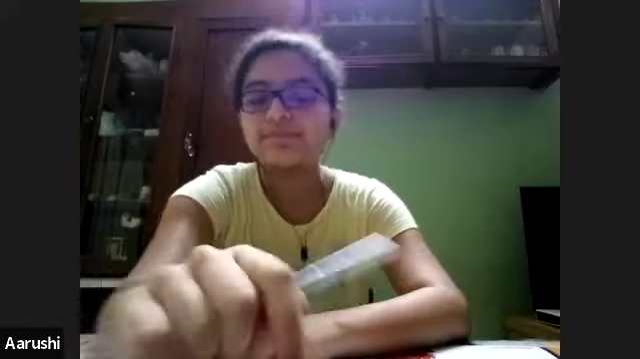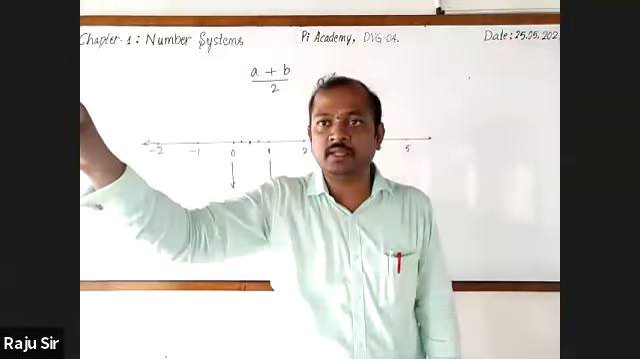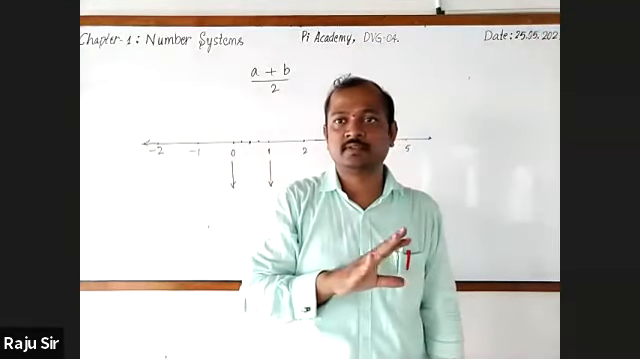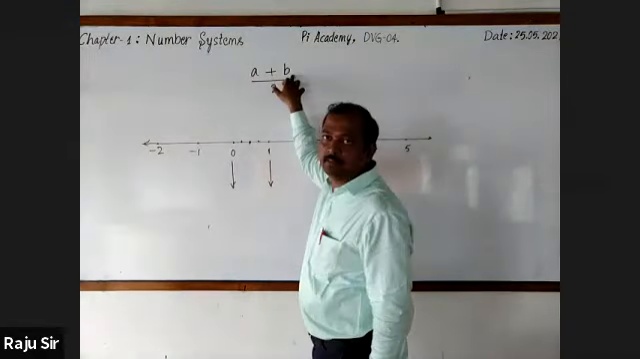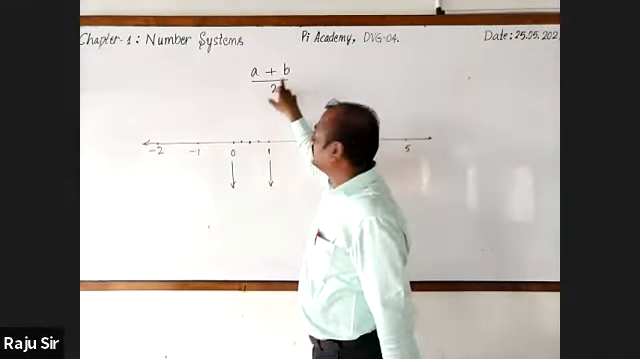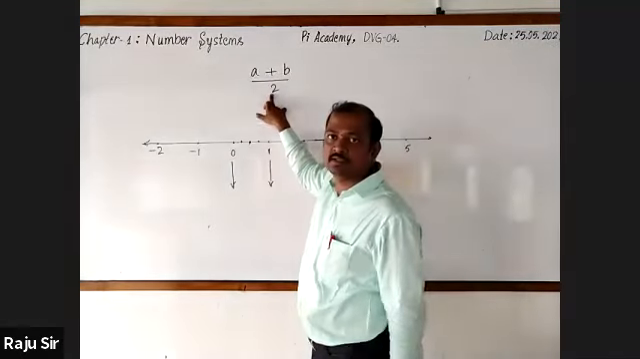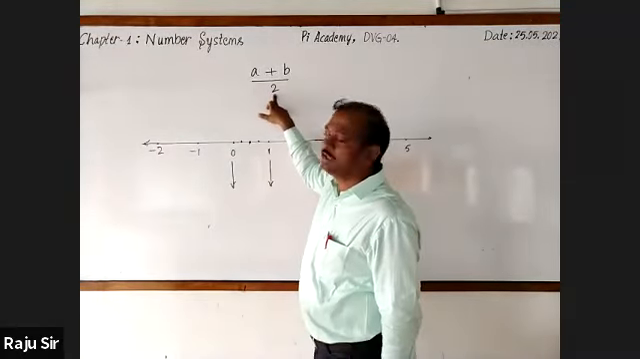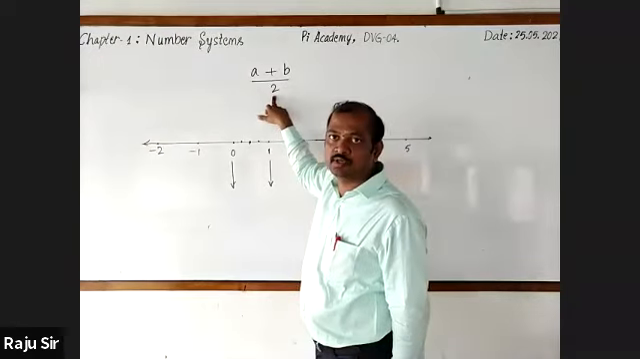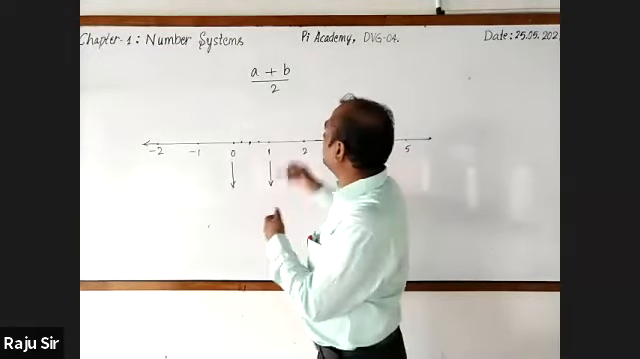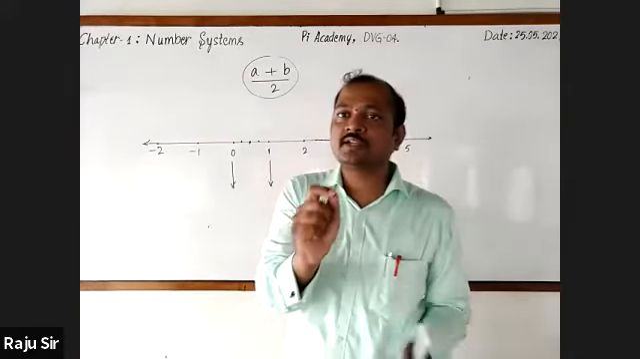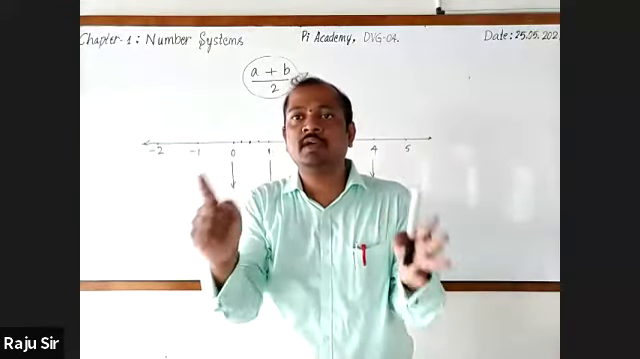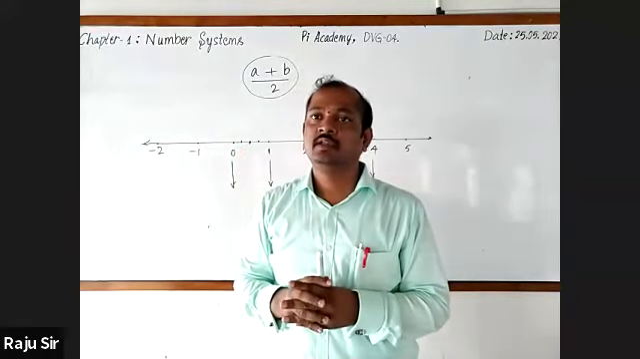Just to recall the mean concept, it is the sum of scores divided by the number of scores. Similarly, here two numbers are there. Their sum is A plus B. Number of scores, there are two numbers. Hence, A plus B by 2. Clear? So this formula can be used to find just one rational number between two given rational numbers.